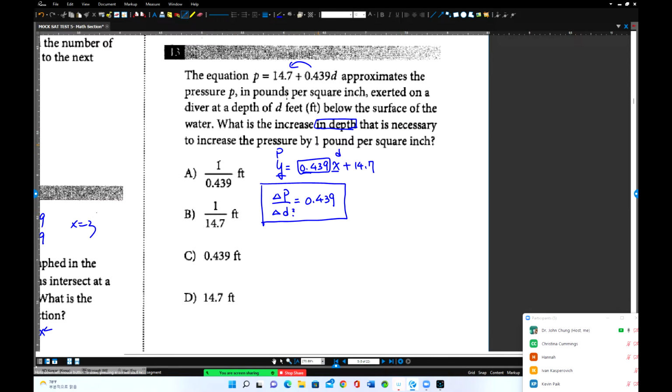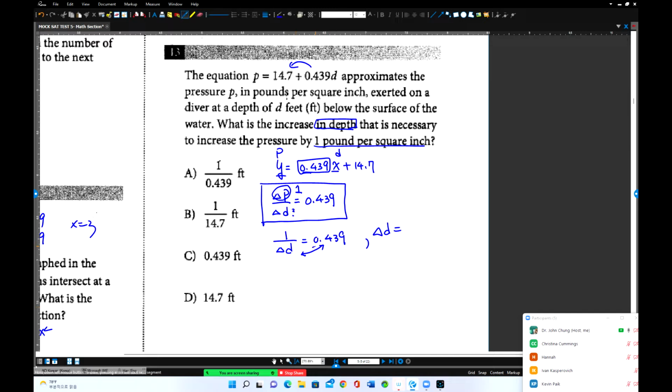Okay, when the pressure increases by 1 pound, this is 1 pound. Delta P is 1 over here. Put this number 1 there. You get 1 over change in D equals 0.439, okay? What did they do? Switch. That's right. D is up, this is going down, right? 6 over 2 equals 3. Going down, going up, 6 over 3 equals 2. Always, okay? They can switch any time.